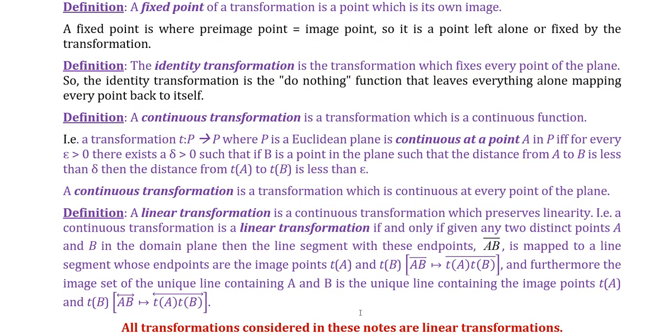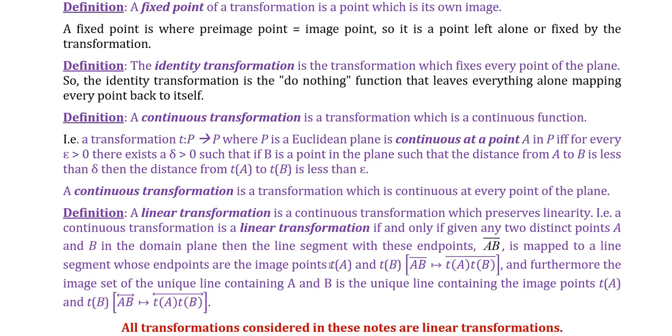Now, a linear transformation is a continuous transformation which preserves linearity. In other words, a continuous transformation is a linear transformation if and only if given any two distinct points A and B in the domain plane, then the line segment with these endpoints, the line segment AB, is mapped to the line segment whose endpoints are the image points T of A and T of B. So the line segment AB maps to the line segment T of A, T of B.